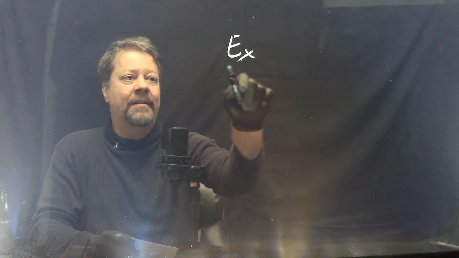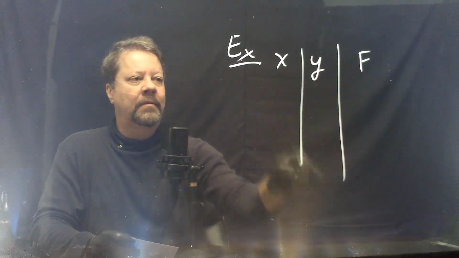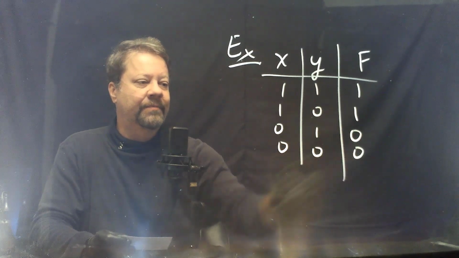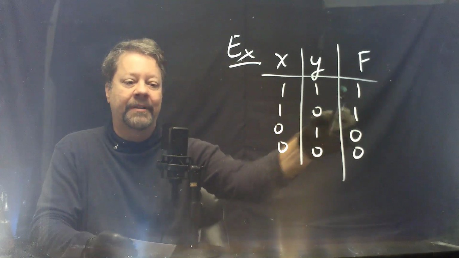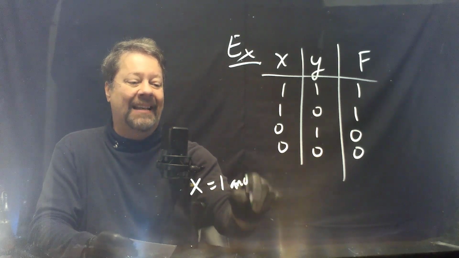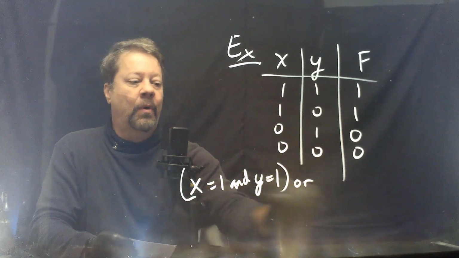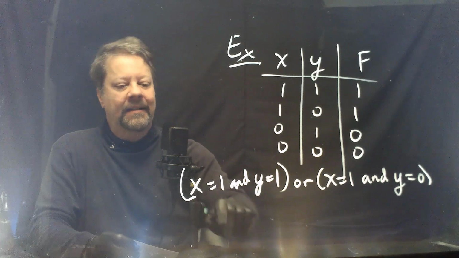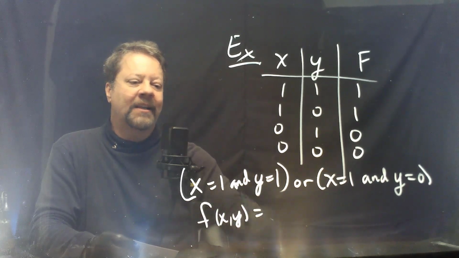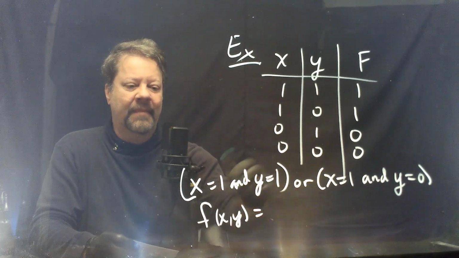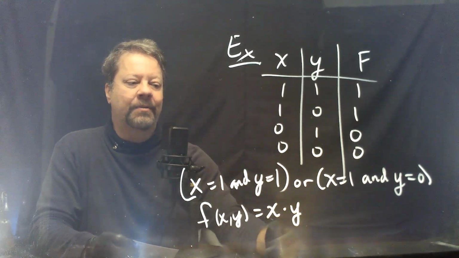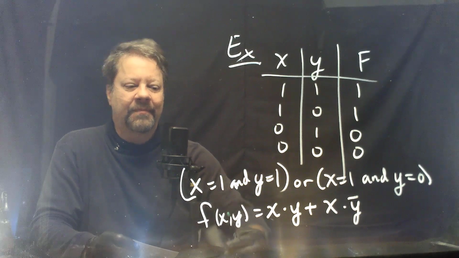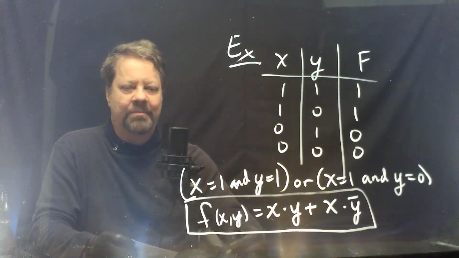Let's try this again with another example. Suppose the outputs are 1, 1, 0, 0. As you can see, we'll get a 1 output when both x equals 1 and y equals 1, or x equals 1 and y equals 0. Those are the two outputs that give you 1. And we can combine these by saying and is times, or is plus. So x and y are true, or x is true and y is false. X is 1 and y is 0. So this would be a representation of this Boolean function.